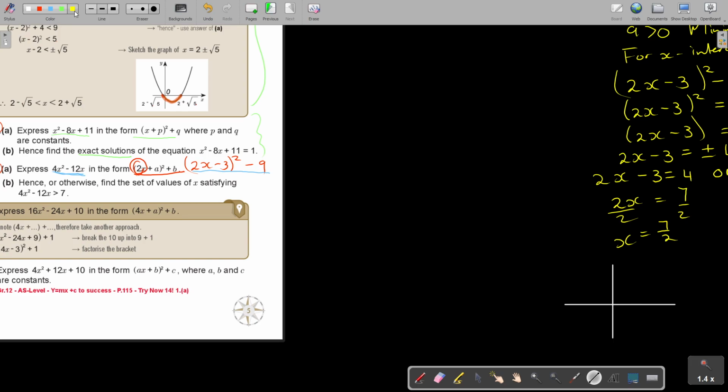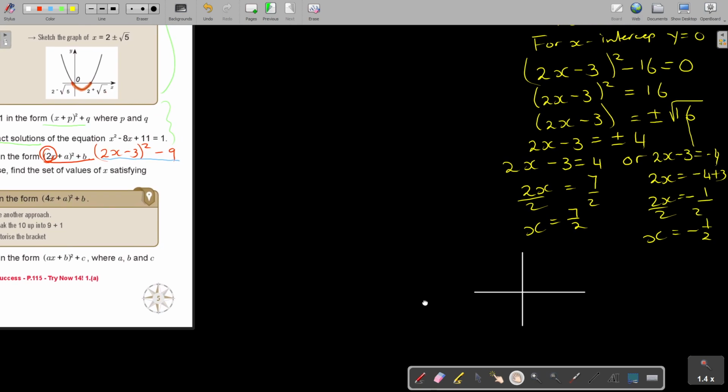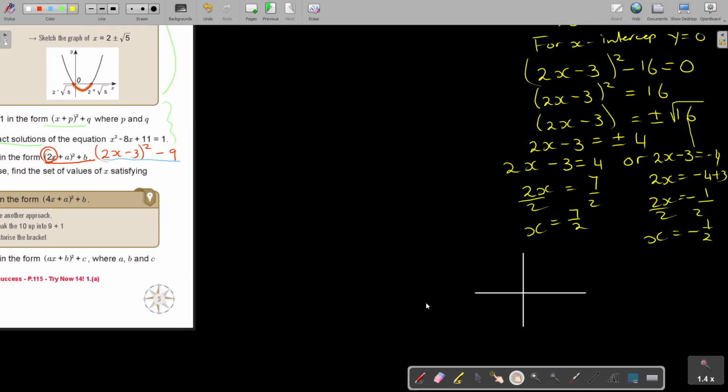And I'm bringing my points in. So my points was now 3.5 or 7 over 2, it doesn't matter. And it's negative half. This was my graph. Just get another color. And then I go back to the inequality.